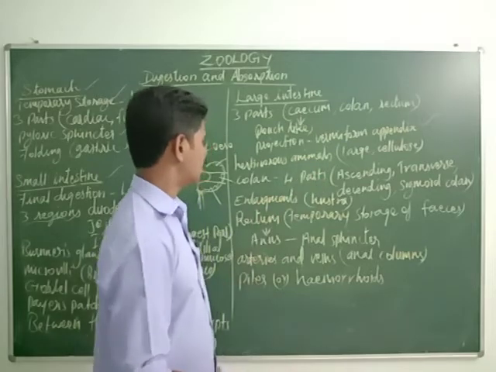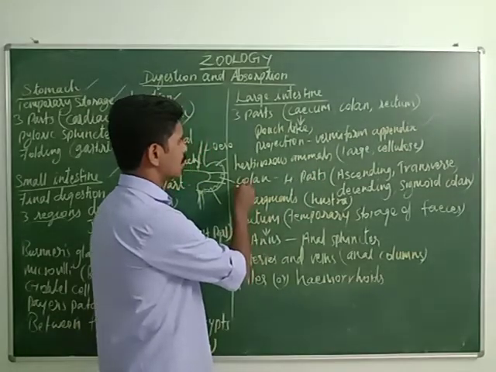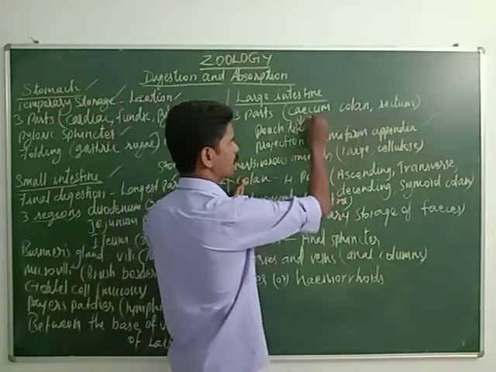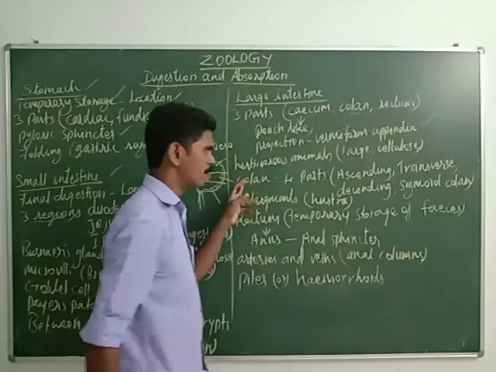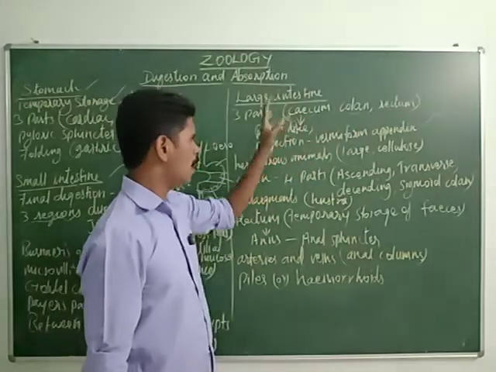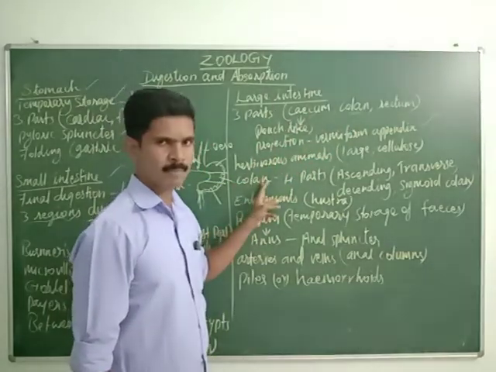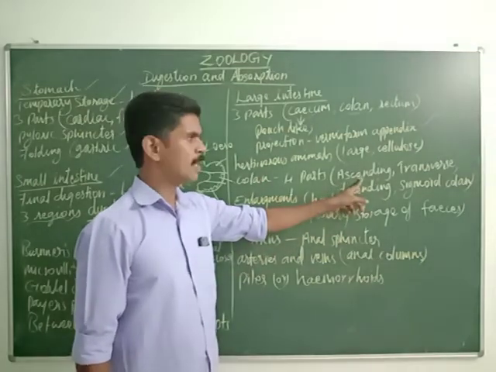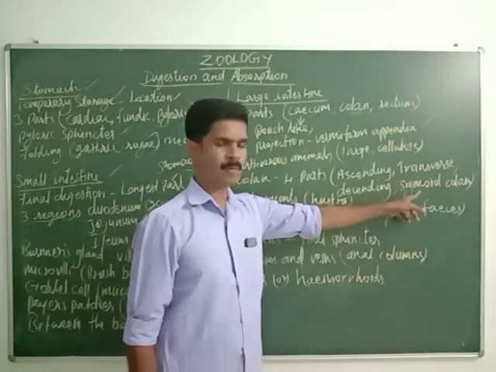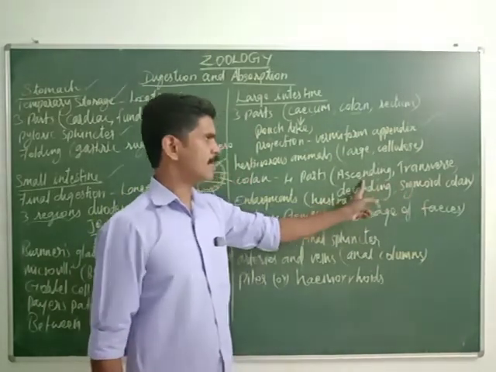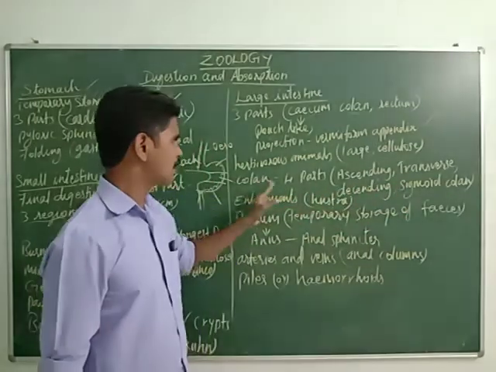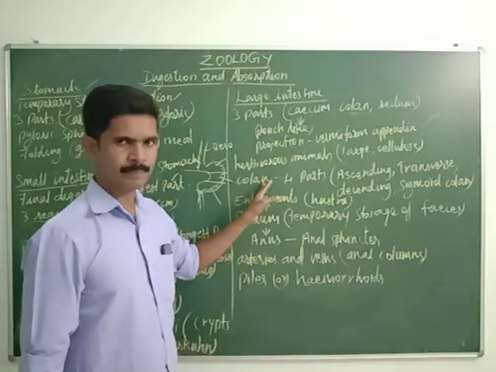Okay, then the next point. The next part of this large intestine is the colon. So now we completed the cecum. Next we are going to study the colon. The colon is the middle part of the large intestine, and it is divided into four parts. The first part is called the ascending part, the next one is the transverse part, the third one is the descending part, and the last one is the sigmoid colon. So these are the four regions of the colon. Understand?